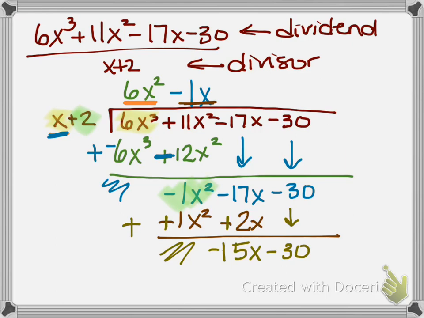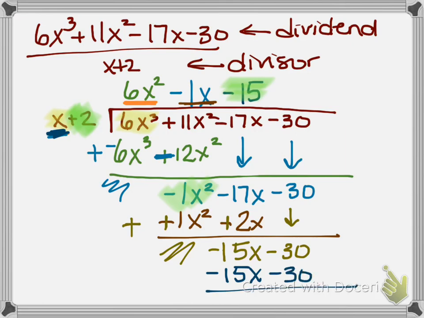Negative 15x. I have to make negative 15x by multiplying by x. X times negative 15 is negative 15x. So I make negative 15x. I also have to do negative 15 times positive 2, so that gives me negative 30. And I subtract. Again, subtraction, change to addition, change the sign. So negative 15x plus 15x cancels. Negative 30 plus 30 gives me a remainder of 0.